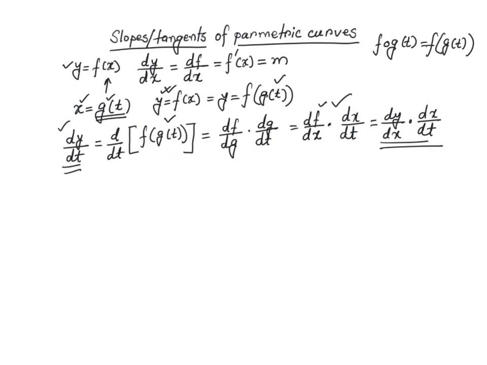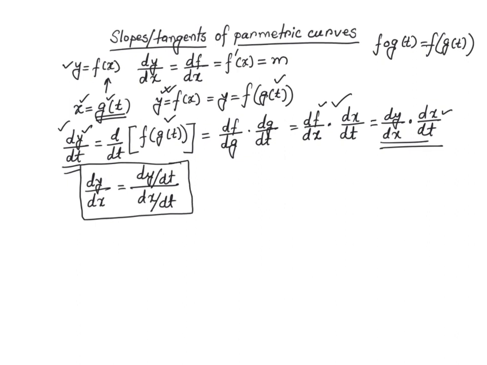So now look, we started right here, and this thing is equal to this. Now between these two, if we solve for dy over dx, so we will have dy over dx is equal to this divided by that. So that's going to be dy over dt divided by dx over dt. Now this is the formula for finding the slope of parametric curves or slope of parametric equations.